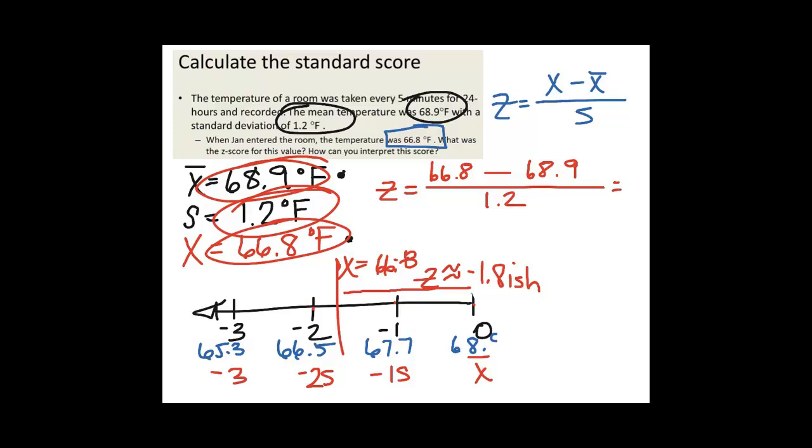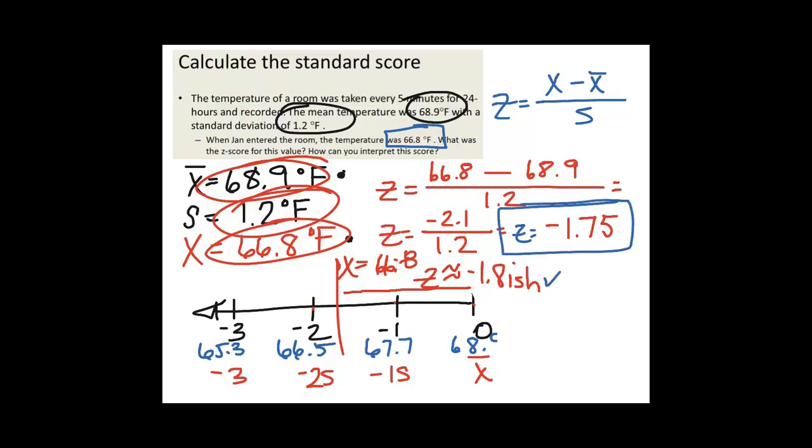And don't forget, your calculator can play some mean nasty tricks on you because it's going to follow the order of operations. So make sure you do 66.8 minus 68.9 before you do the division. So if I do that, I get negative 2.1, and I'm going to divide that by 1.2, and I get a z-value of negative 1.75, and my calculator didn't give me any more numbers, so I don't have to worry about rounding. Now, this value of z equals negative 1.75 absolutely agrees with our estimate, so I feel very confident in this.